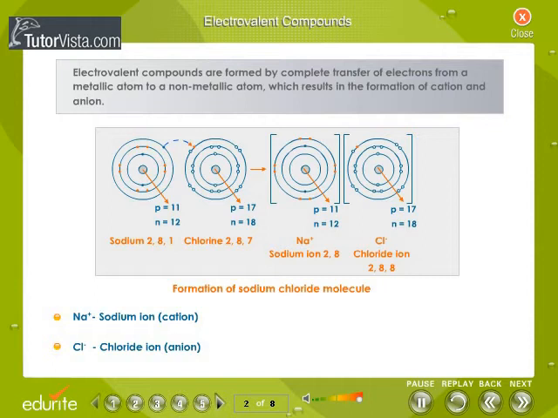Electrovalent compounds. Complete transfer of electrons from a metallic atom to a non-metallic atom forms electrovalent compounds, which results in the formation of cation and anion. Na+ is a sodium ion, cation. Cl- is a chloride ion, anion.